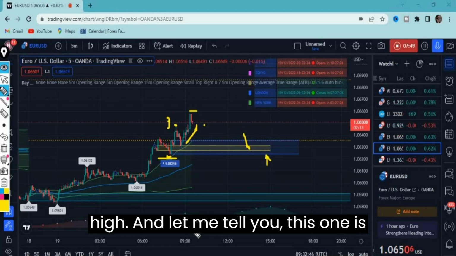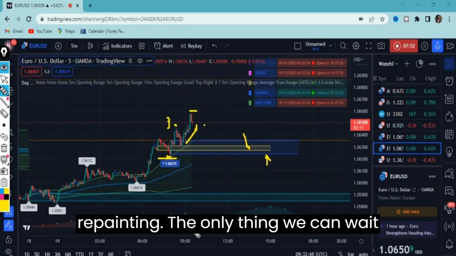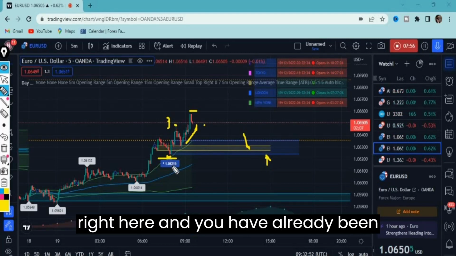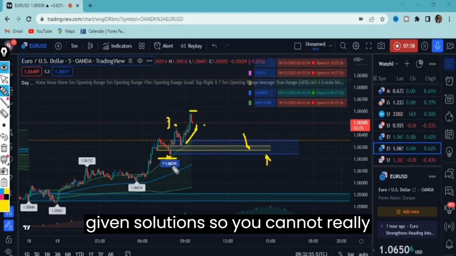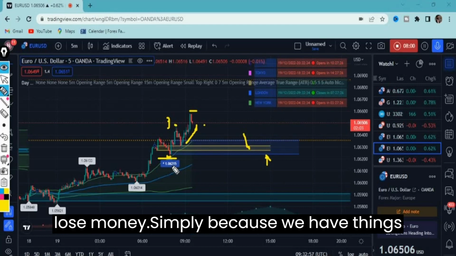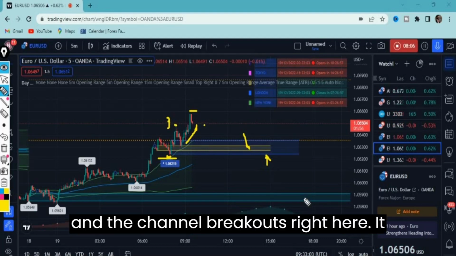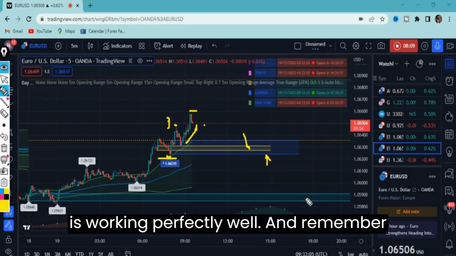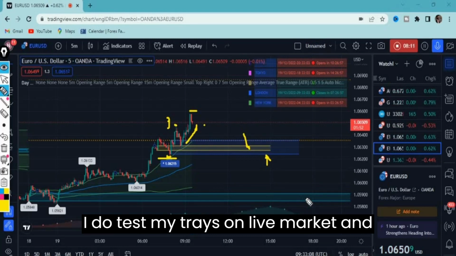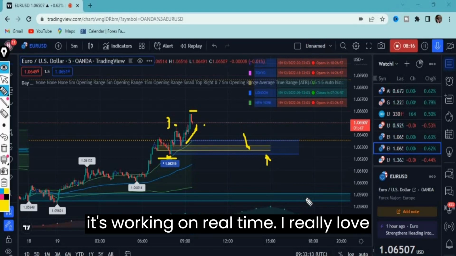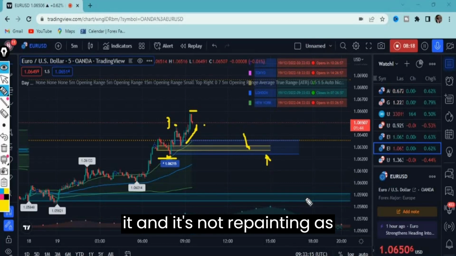And let me tell you, this one is working in real time. It is not repainting. The only thing that can repaint is these pivot points right here, and you have already been given solutions, so you cannot really lose money simply because you have things to consider too, like the VWAP and the channel breakouts right here. It is working perfectly well. And remember, I do test my trades on live market. I don't backtest, but let me tell you, it's working in real time. I really love it, and it's not repainting as well.